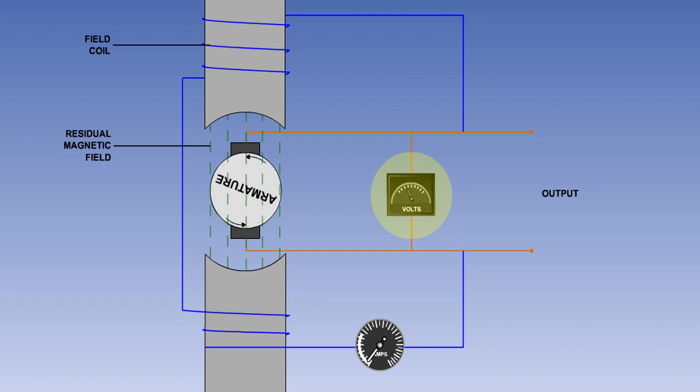Because of the residual magnetism, as soon as the generator is rotated, there will be a voltage produced. This voltage causes a current to flow in the field coil, which increases the strength of the magnetic field. This, in turn, causes the voltage and field current to increase further until the output voltage reaches its controlled value.